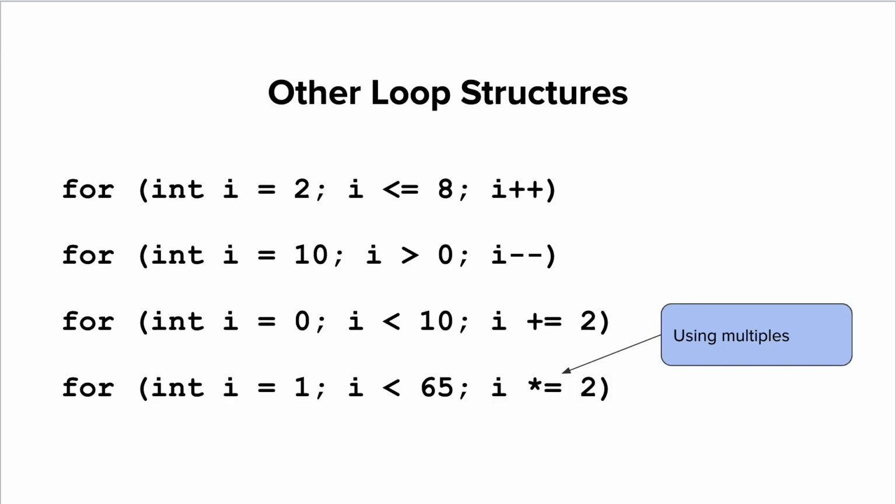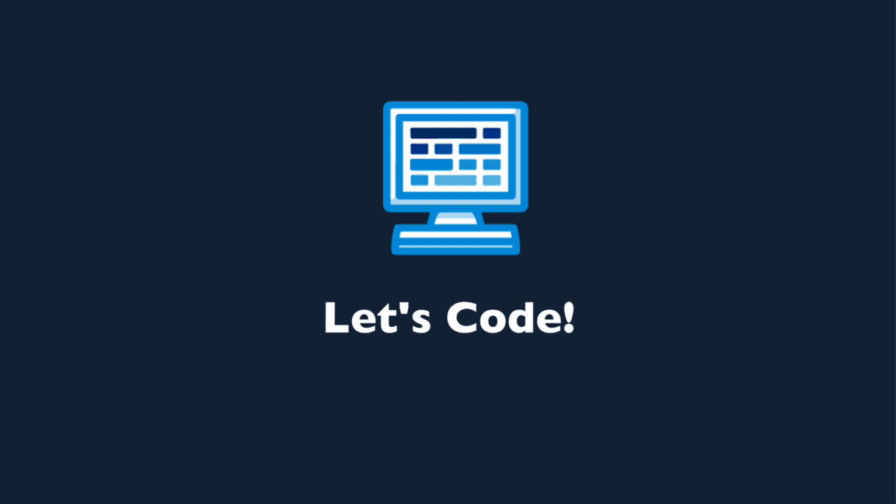Okay, so let's go back to our loop structures. The last one to demonstrate is using multiples. In this loop, the loop variable i will double each time through the loop. So i will equal 1, then 2, 4, 8, 16, etc. And with that, let's take a look at this in the code editor.